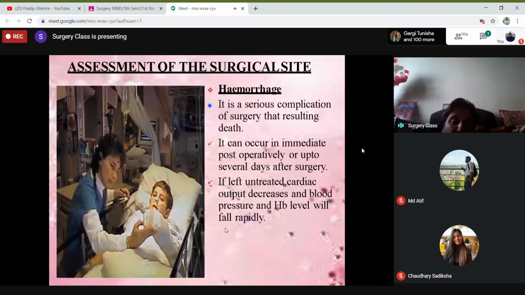So you should always keep an eye on the area which you have operated, whether it is soaking or not, or in the case of abdominal surgery you should look at the drain, and you should look at the vitals also. Sometimes the drain is not draining whatever is bleeding inside, and the patient is sinking. In those cases the pulse will rise, the blood pressure will drop, and the urine output will drop. The patient will become tachypneic and pale looking. So all this sort of assessment has to be done.